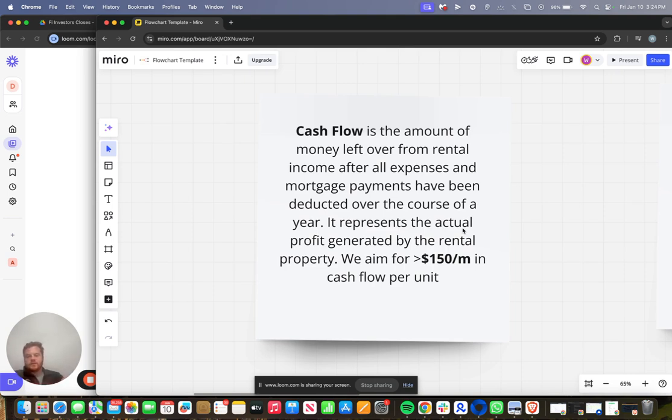So, what is cash flow? Cash flow is the amount of money left over from rental income after all expenses and mortgage payments have been deducted over the course of a year. It represents the actual profit generated by the rental property. We aim for at least $150 a month in cash flow per unit. And the major thing that's important when looking at cash flow is that you're just looking at the profit, like it says. You're not including in this metric any appreciation, no equity pay down, no tax incentives. It's just cash flow.